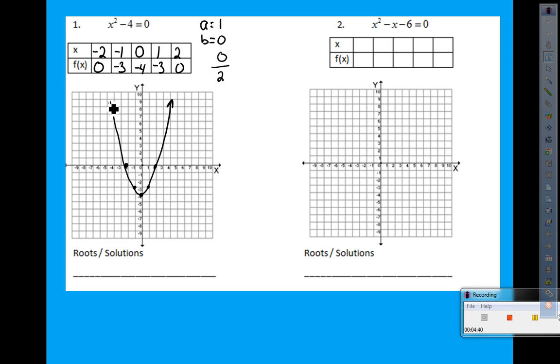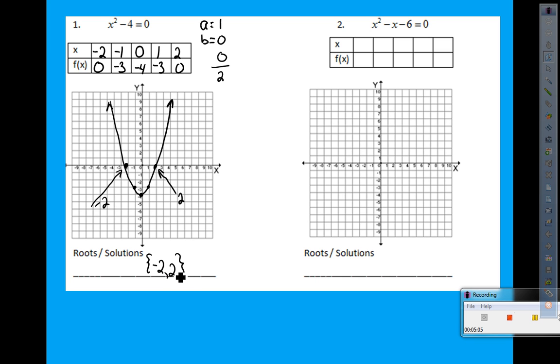Arrows on the end to show the world that it goes on forever. Now the roots/solutions, it's simply, where does this thing cross the x-axis? Well, it looks like it crosses right there at -2, and it looks like it crosses right there at +2. So I'll say that the roots or solutions are {-2, 2}.